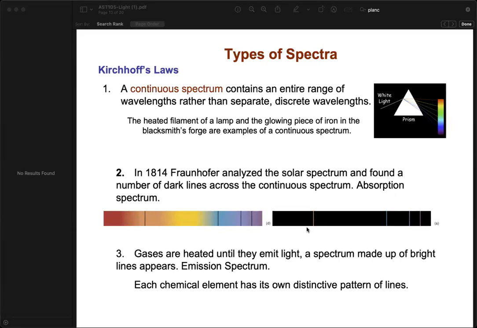So first is continuous spectrum. The other is the emission spectrum. And then the third one, as seen here on the left, is absorption spectrum.